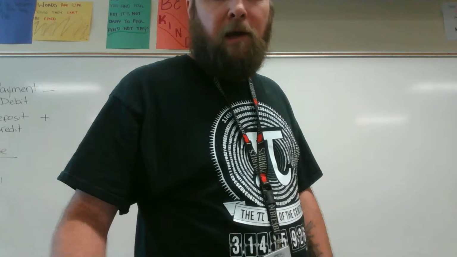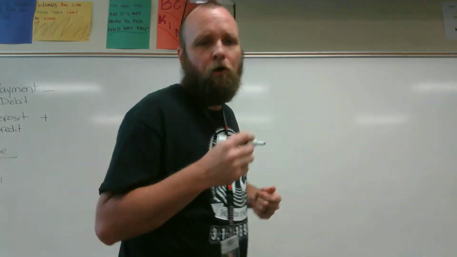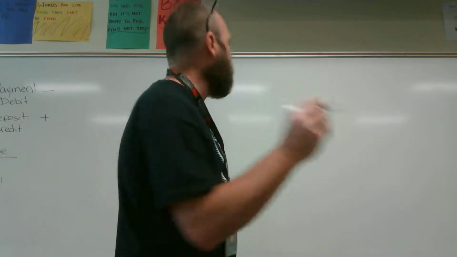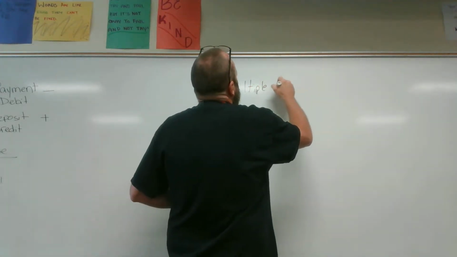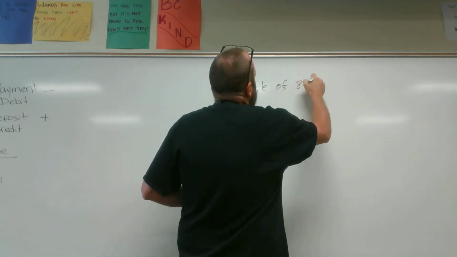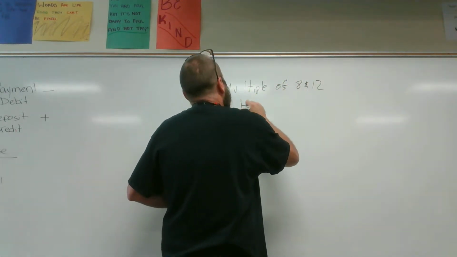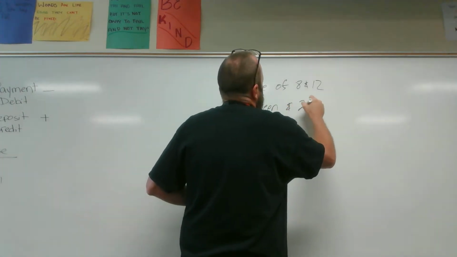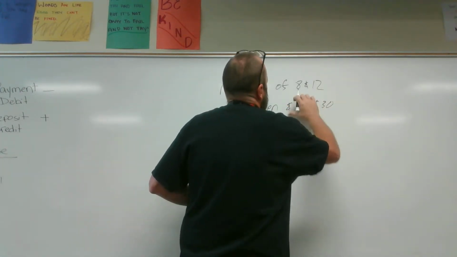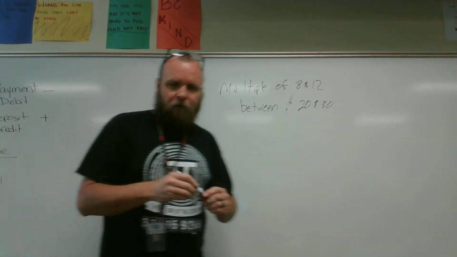And next, we have a multiple of 8 and 12 between 20 and 30. Multiple of 8 and 12 between 20 and 30.